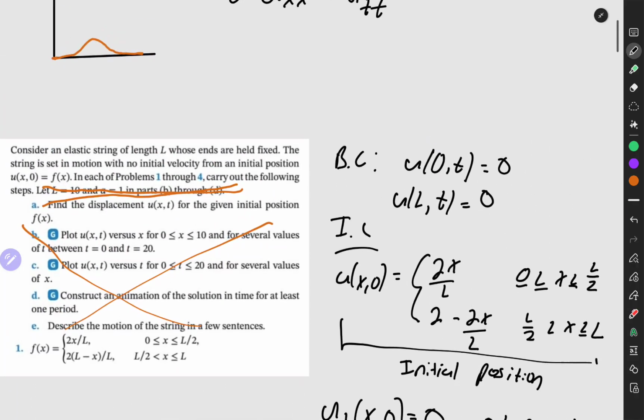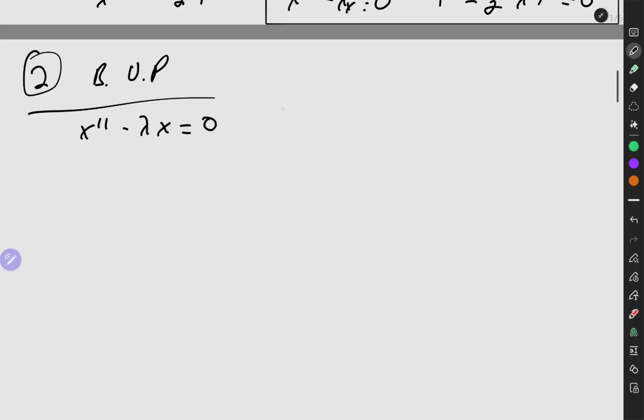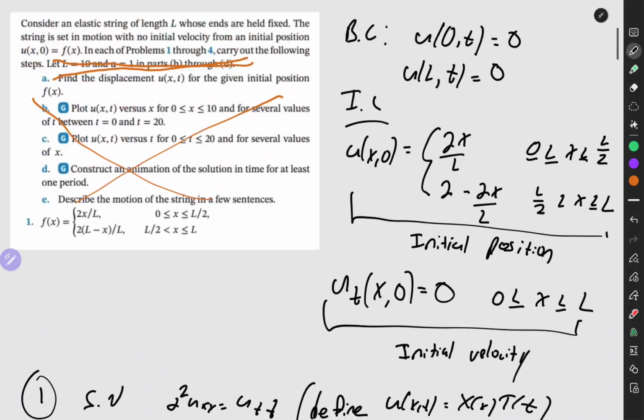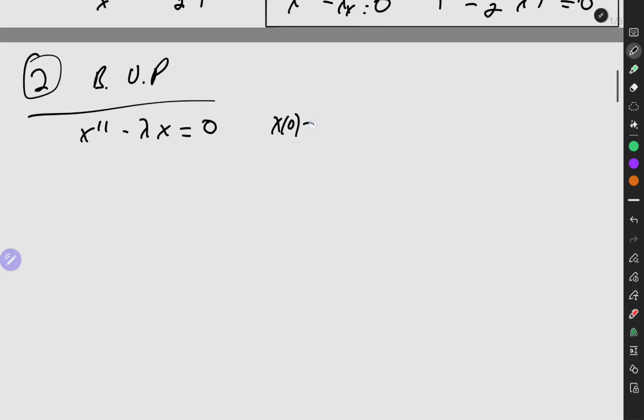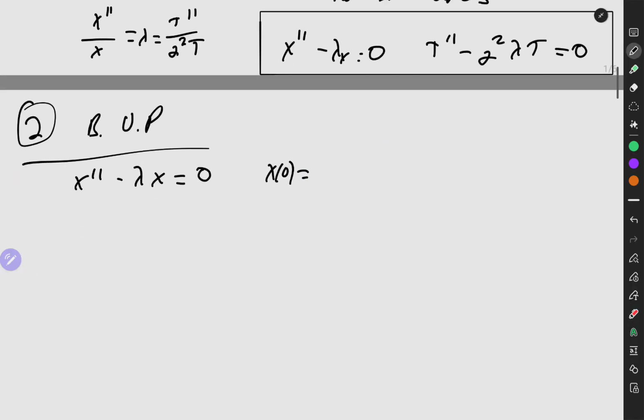Remember, our boundary conditions are based on x. When x is 0, when x is L, the displacement is 0. We don't have anything for time. Well, obviously we have initial conditions, but we don't use initial conditions for boundary value problems because it's not on the boundary. So yeah, we have to use this one. Makes perfect sense. See, I'm justifying myself now.